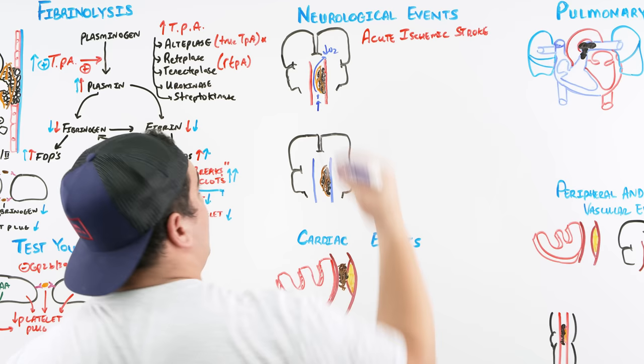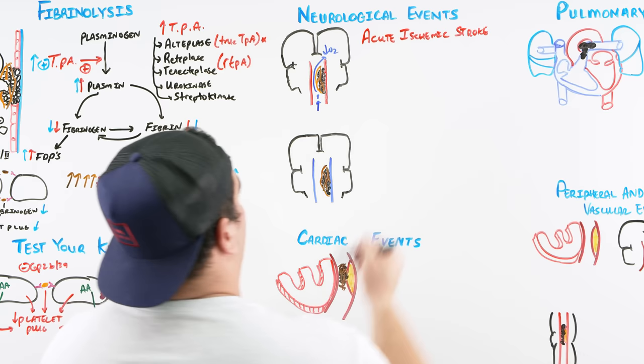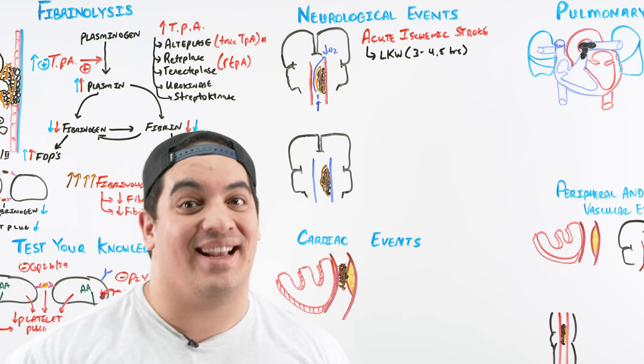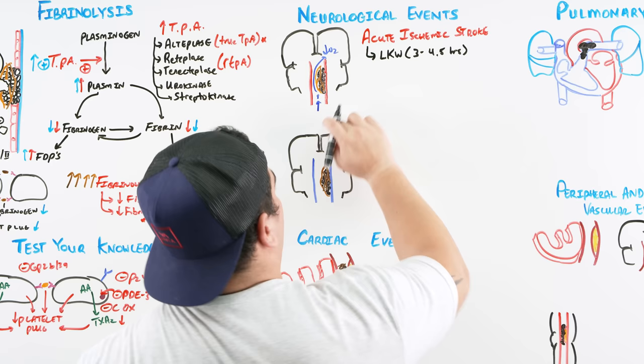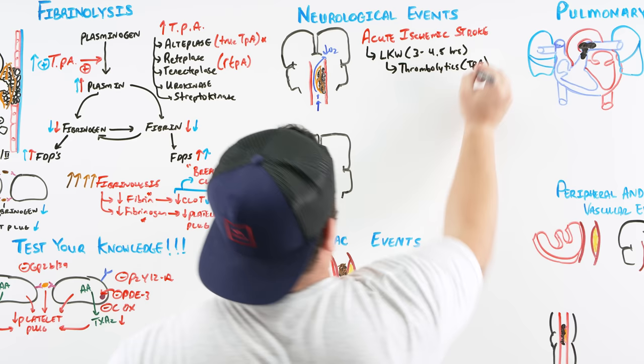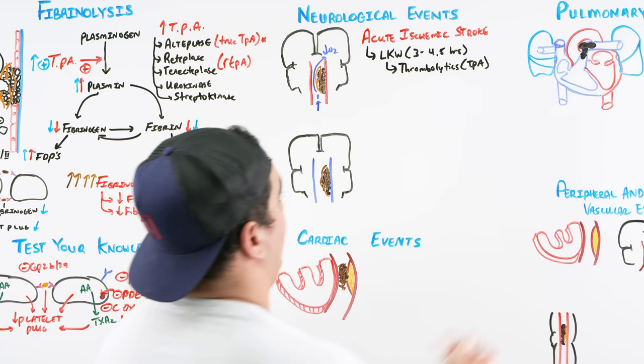And so it's important to establish the time frame. When was the last known well? If this is between 3 and 4.5 hours, this is a time where the clot is relatively fresh and increasing fibrinolysis is the best case scenario. As long as they do not have any particular contraindications, which we'll talk about a little bit later, this would be an indication for thrombolytics. An example is TPA. Okay, that would be one particular indication there. So I want you to think about that: when a patient comes in with an acute ischemic stroke, within that time frame, you should give them TPA.